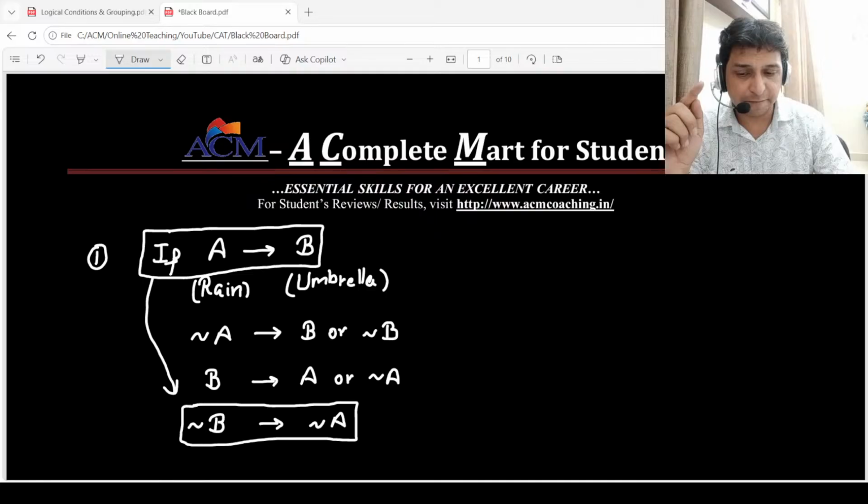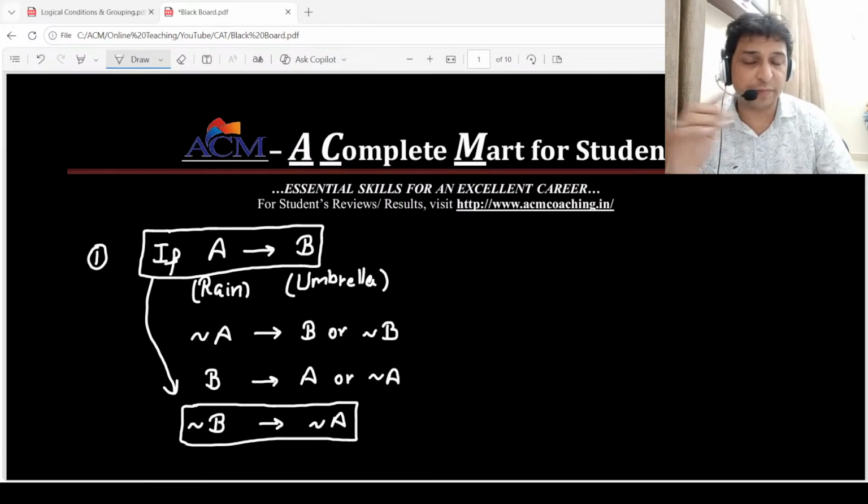Now, this is very, very important to understand. This is something which maximum students get confused with, but we don't have to because we're going to follow the basic rules.